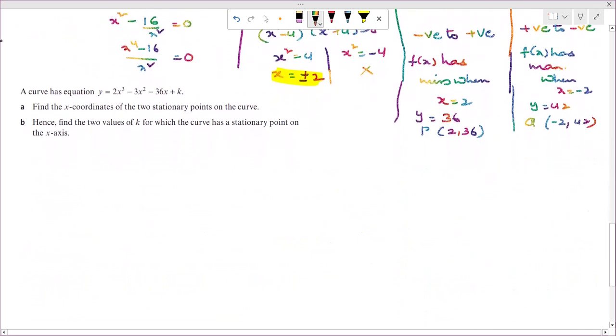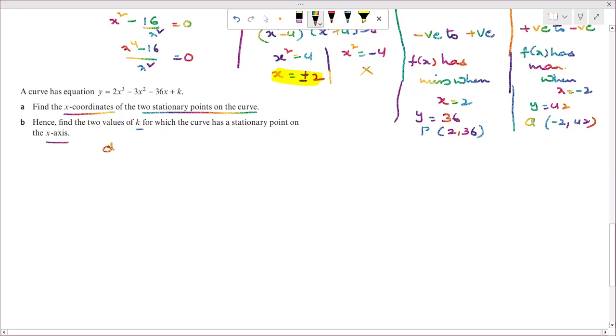Now we'll go for the second derivative test wherever it is applicable. Now see here. A curve has this equation. Find the x coordinates of the two stationary points on the curve. And hence find the two values of k for which the curve has a stationary point on the x-axis.